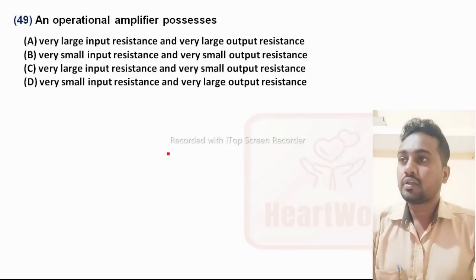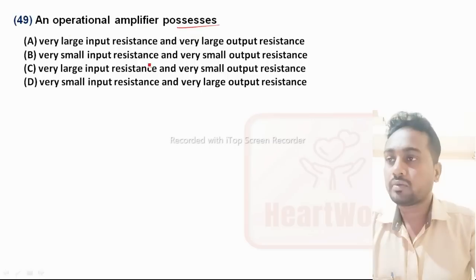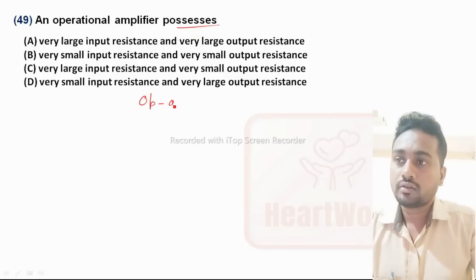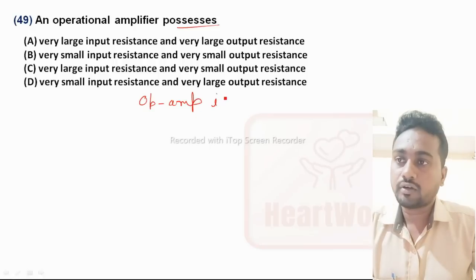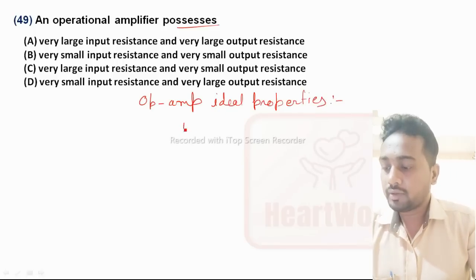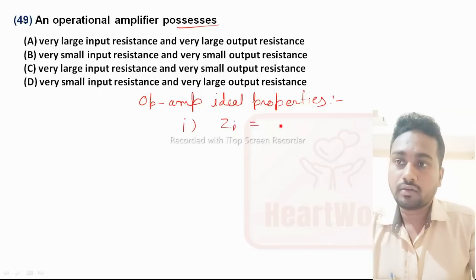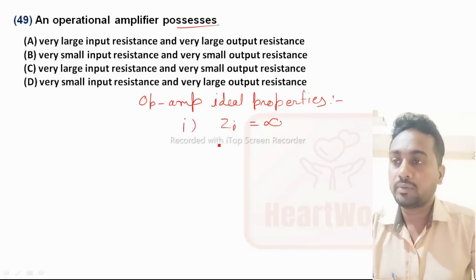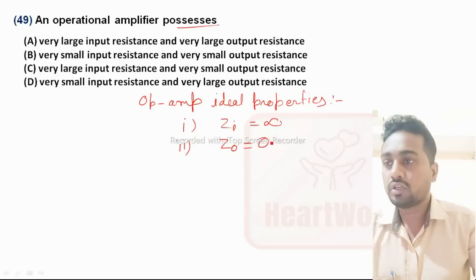Next, an operational amplifier possesses... Operational amplifier means op-amp, and some ideal properties are there for the op-amp. Always remember, input impedance is always infinity or high. Output impedance is always low or 0.